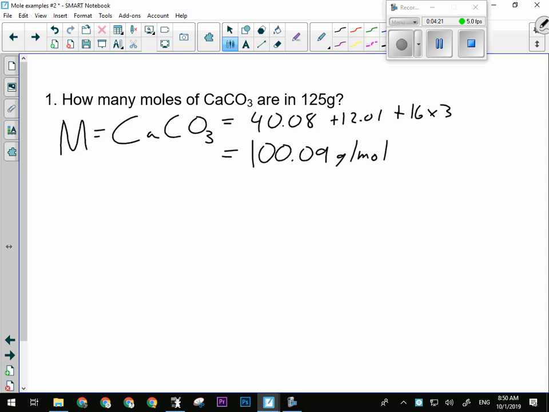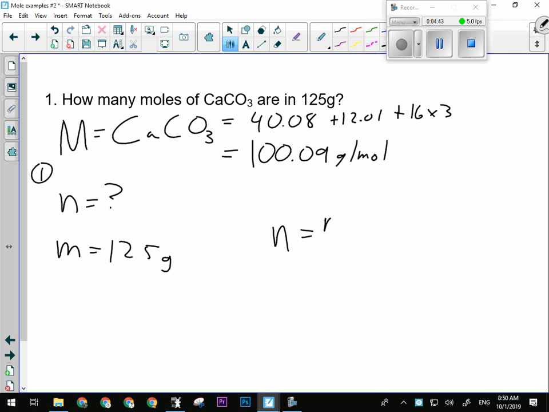All right, so I've got that. The question wants to know how many moles there are, so it's asking me to calculate n. And it also tells me the mass in grams, 125 grams. If this was an exam or a quiz, you'd get a mark for that. Effectively that's your givens and calculating the molar mass.